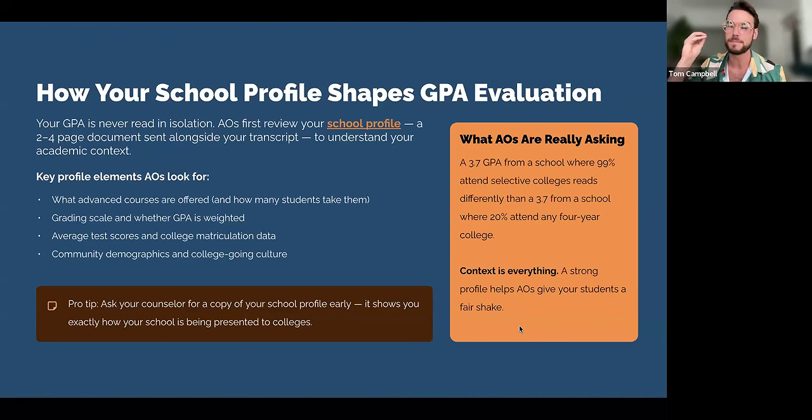And I really recommend asking and looking at this early and ahead of time. That way, you know what is being shared with the colleges that you're applying to, and how your school is being positioned and described. So there's not this ambiguity about, do they know how hard my school is? Or do they know that we're not allowed to take AP classes until sophomore year? If the school profile is doing what it's supposed to, the answer should be yes to both of those questions.